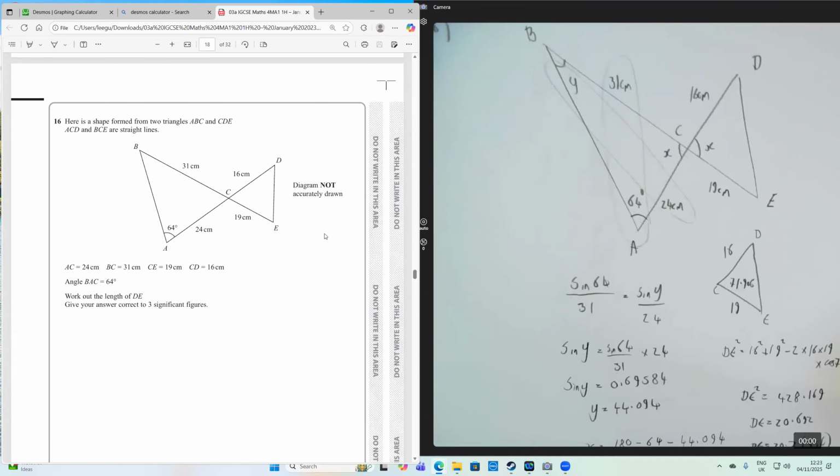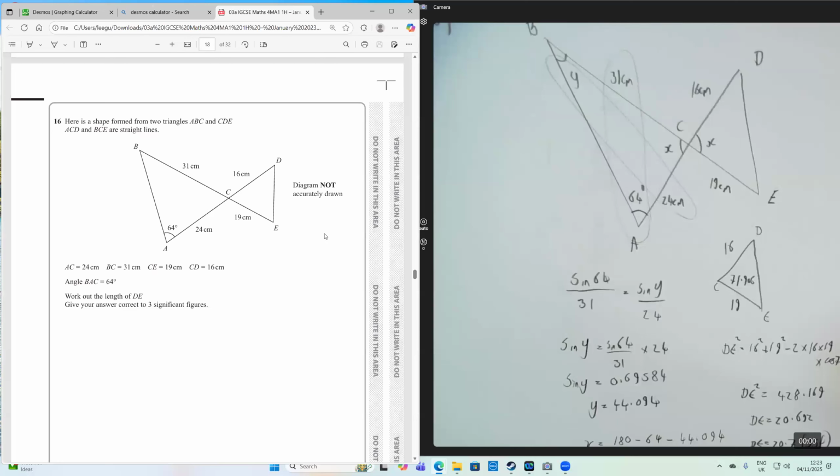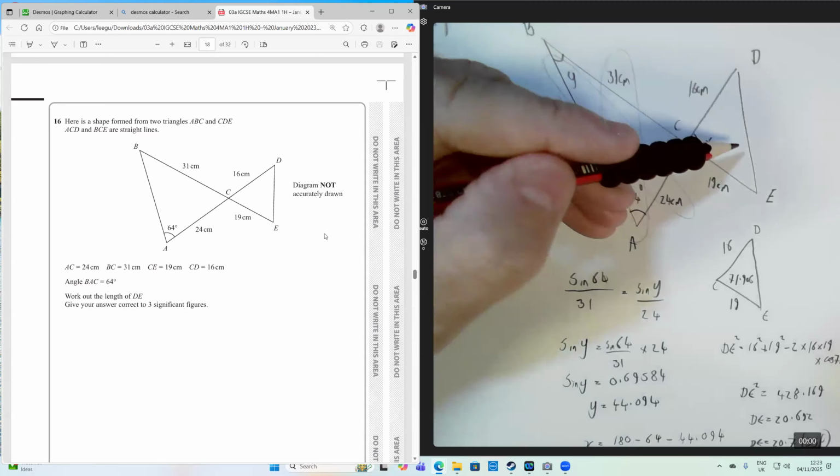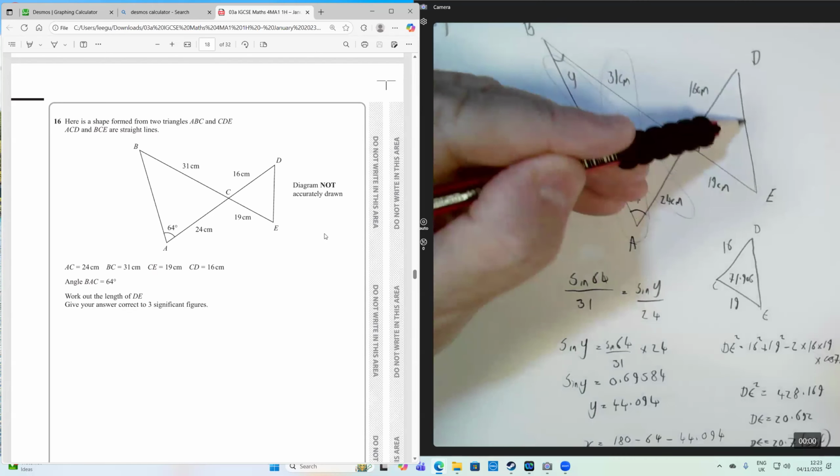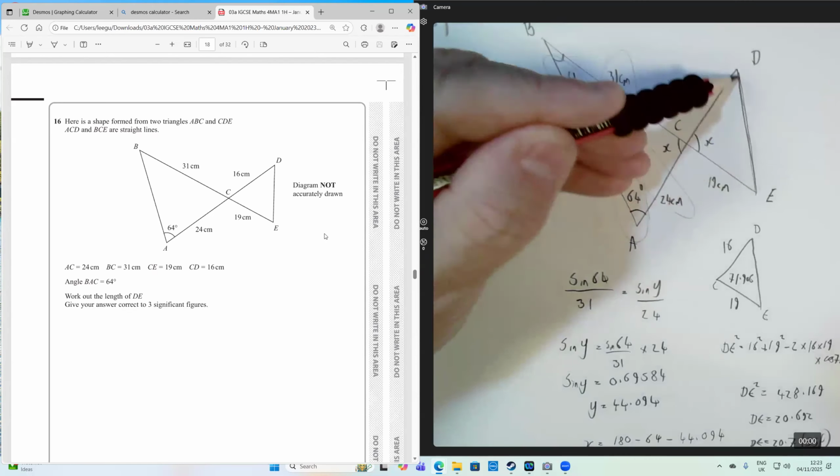Okay, so here we go. Here is a shape formed from two triangles, ABC and CDE. They give us all that information about the various lengths, and it's all labeled on the diagram there. We've got to work out the length of DE. So the ultimate aim of this question is to work out this length here, DE.